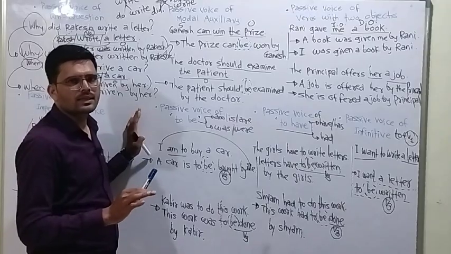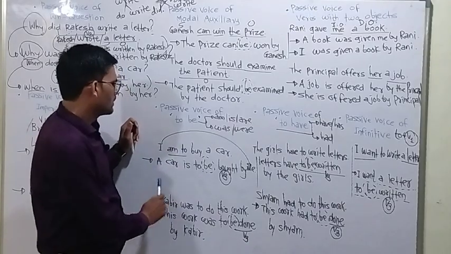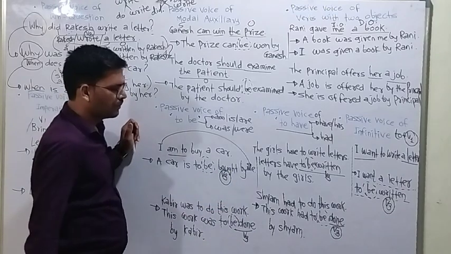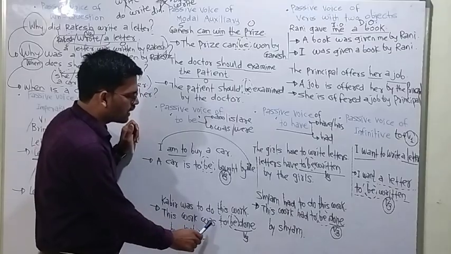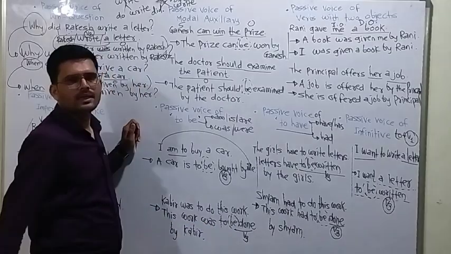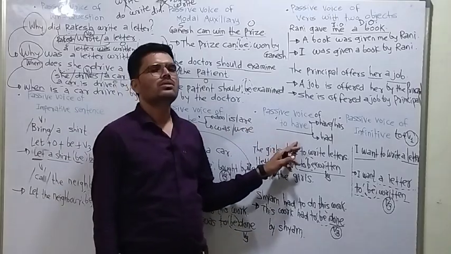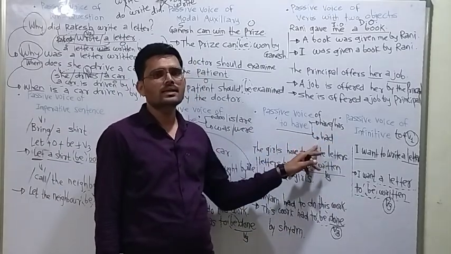Okay, next, passive voice of to be. In present, to be is am, is; in past, to be is was, were. Okay, I am to buy a car. A car is to be bought by me. Next, Kabir was to do this work. This work was to be done by Kabir. Okay. Next, passive voice of to have. In present, to have is have or has. In past, had only. Okay.